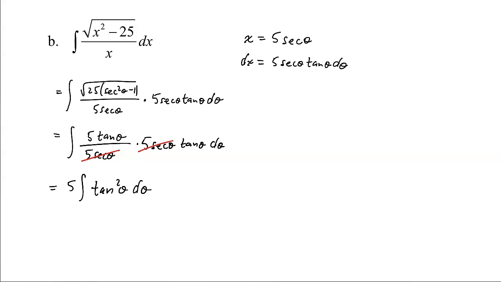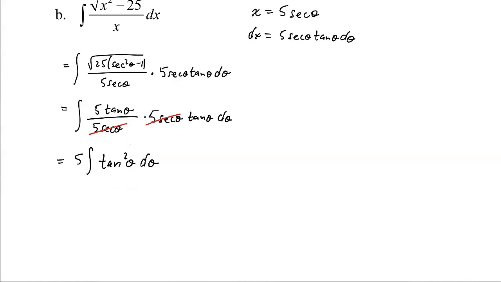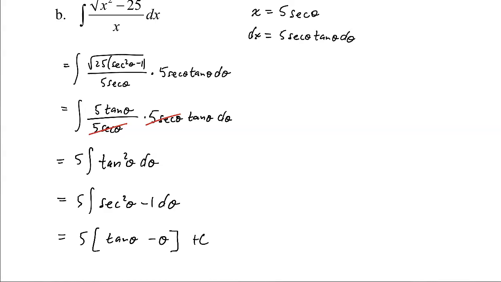which I do not know tangent squared, but this is going to seem weird. I actually need to rewrite tangent squared as secant squared minus 1 to be able to do this antiderivative. Because the antiderivative of secant squared is just tangent, and then minus 1 will be minus theta. So I have 5 times tangent theta minus theta. I have a plus c as well.